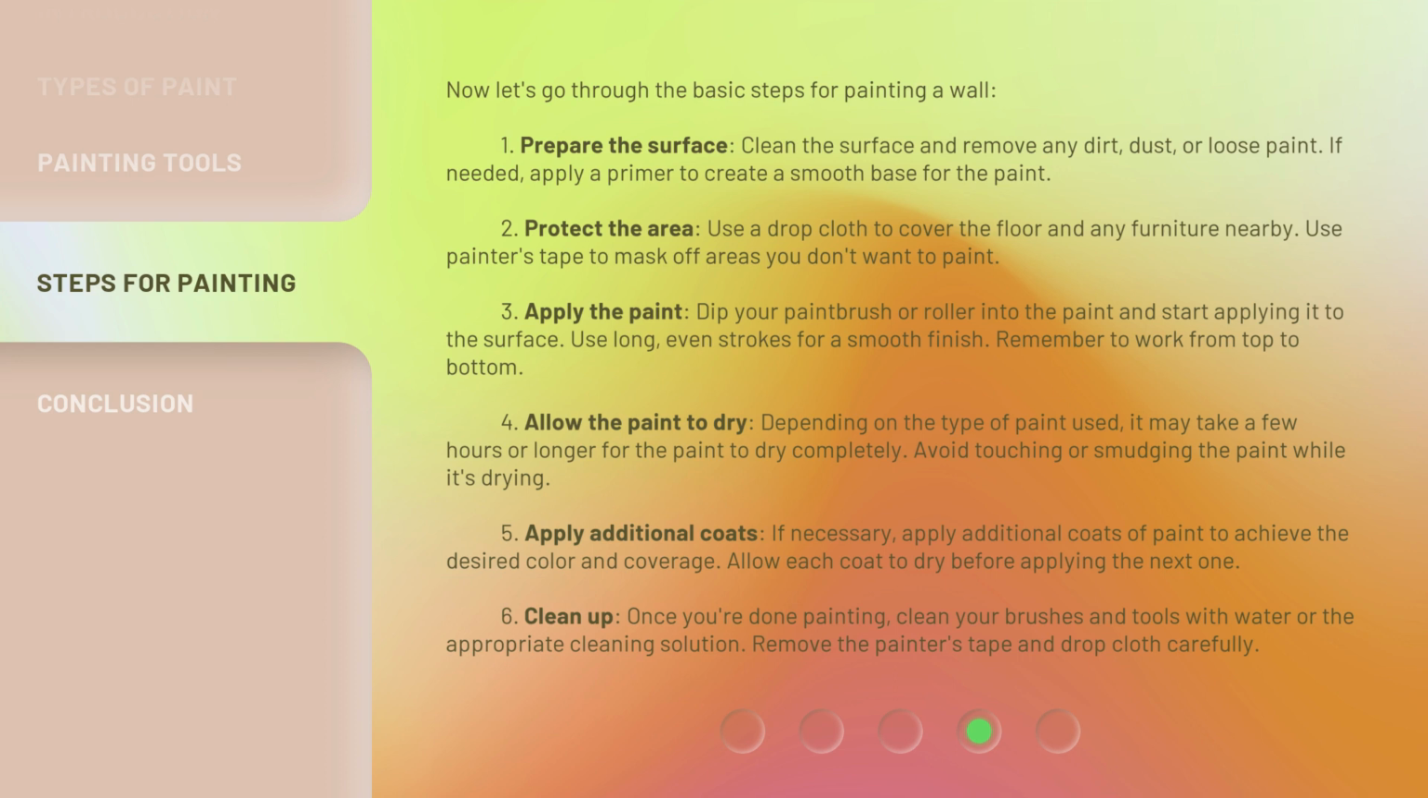5. Apply additional coats. If necessary, apply additional coats of paint to achieve the desired color and coverage. Allow each coat to dry before applying the next one. 6. Clean up. Once you're done painting, clean your brushes and tools with water or the appropriate cleaning solution. Remove the painter's tape and drop cloth carefully.